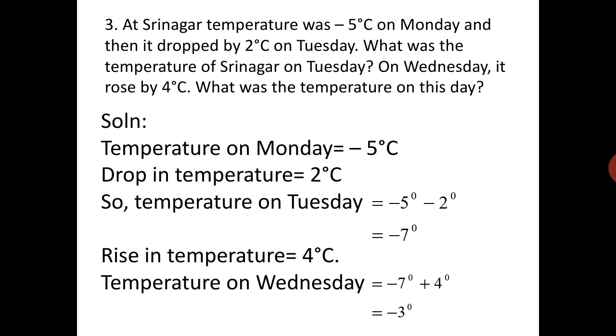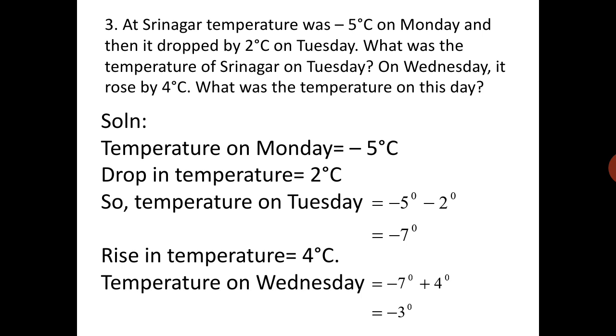Now how do we solve minus 5 minus 2? When two negative numbers are there, we add them. Negative added to negative, you just add them. So 5 plus 2 is 7, and the sign is always that of the greater number. So 5 has a negative sign, so the final answer is also negative. So the answer is minus 7 degrees Celsius.